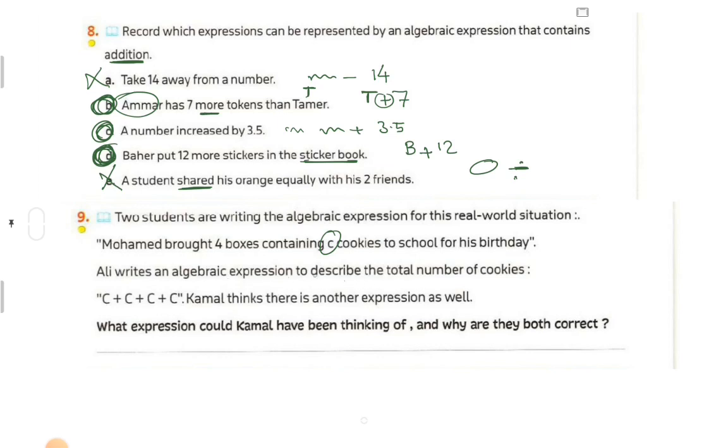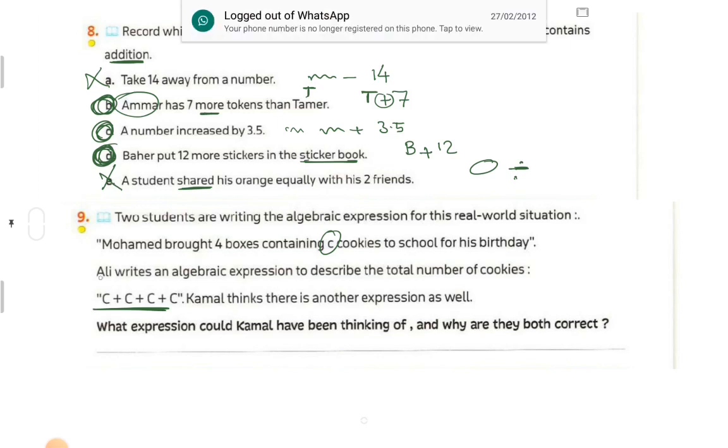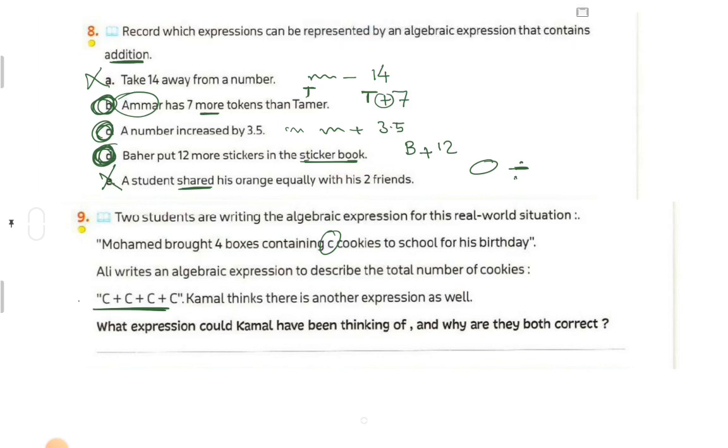The total number of cookies, he counts them. He found C plus C plus C plus C. Okay, this is our expression. Who wrote this expression? It's Ali.